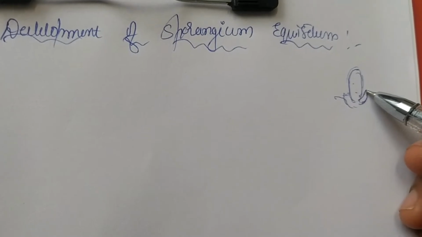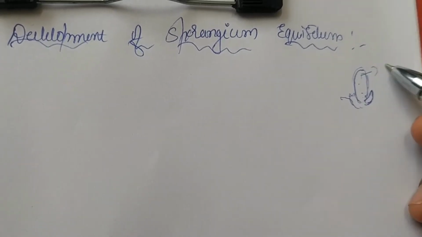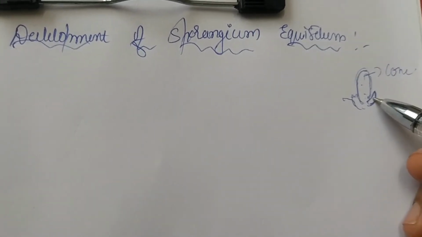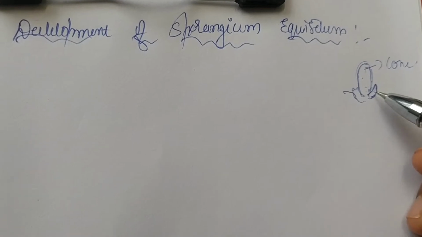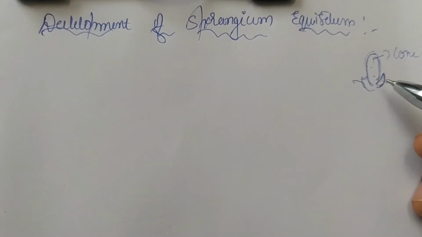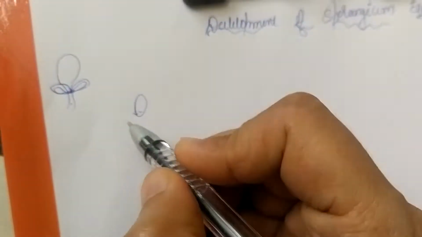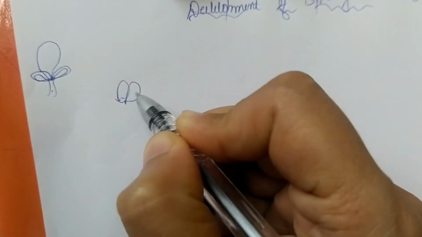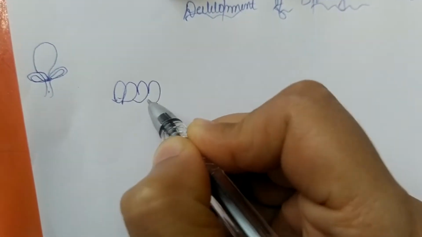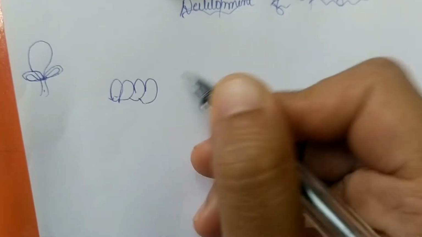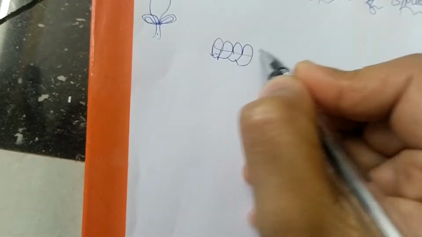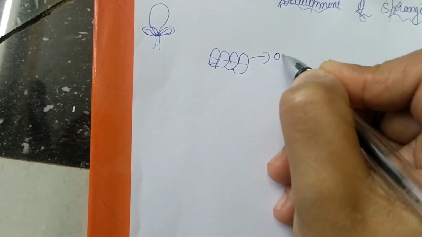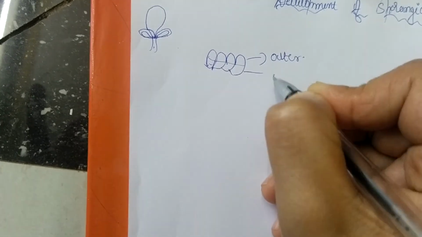This is the rim from where the cone is going to arise. So from this rim, the superficial initial cells will get activated. Once this group of cells is activated, they will undergo the first division, which will be a periclinal division, leading to formation of an outer cell and an inner cell.